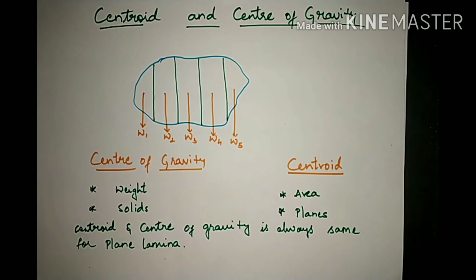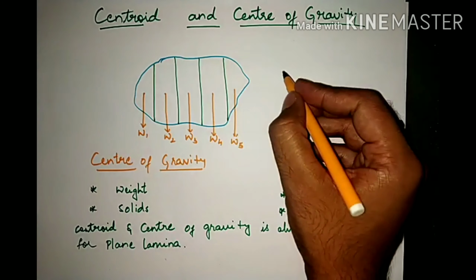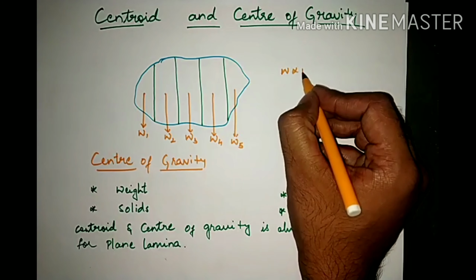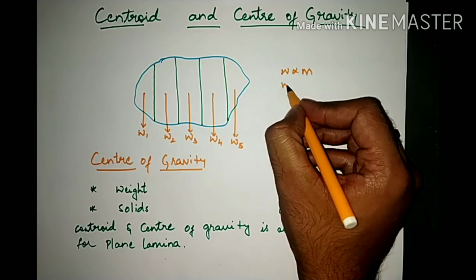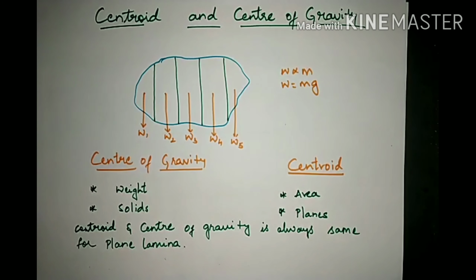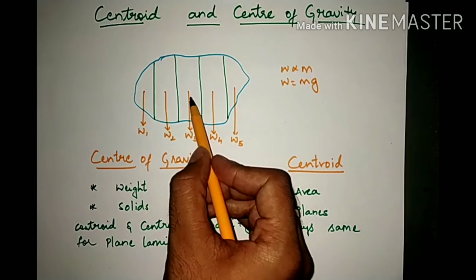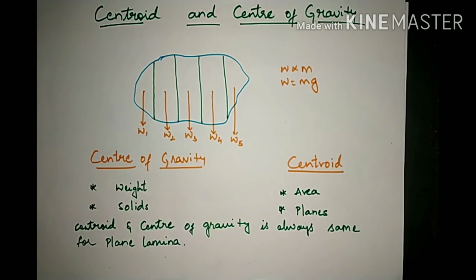Hello everyone, welcome to the next lecture on Centroid. Every particle in the universe is attracted by Earth with a force proportional to its mass. That is, this W is proportional to mass m, and we can write that W is equal to mg. So the weight or forces form a system of parallel forces as shown in this figure, the center of which is termed as center of gravity.